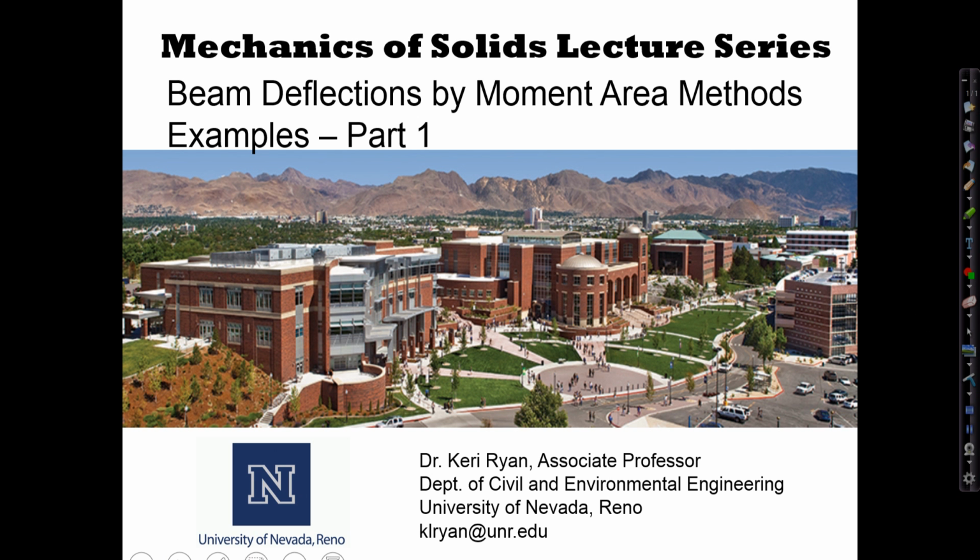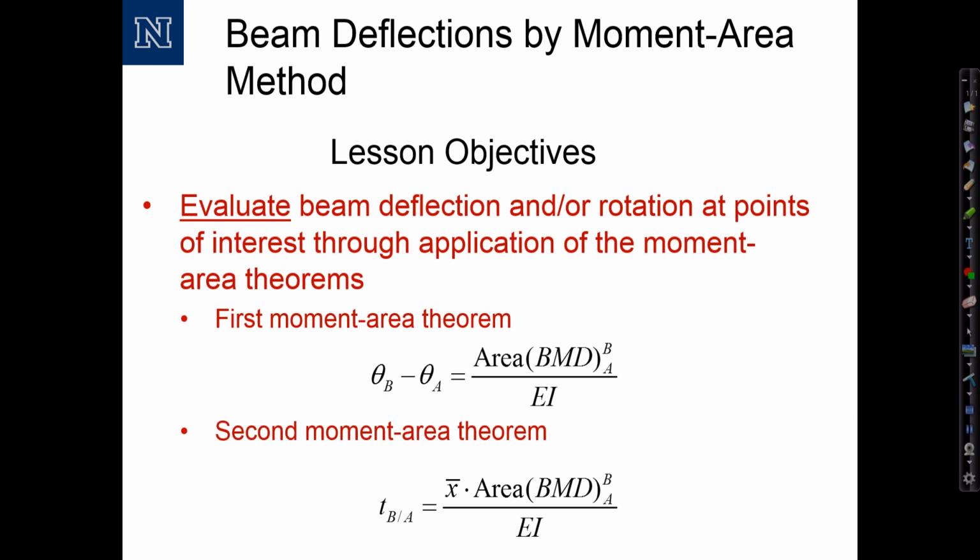In this series of videos, we're evaluating beam deflections using moment area methods. Our lesson objectives are to evaluate beam deflection and/or rotation at points of interest through appropriate application of the moment area theorems. The first one says that the difference of the rotation between 2 points is equal to the area of the bending moment diagram between those 2 points divided by EI.